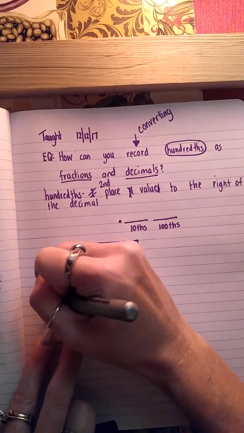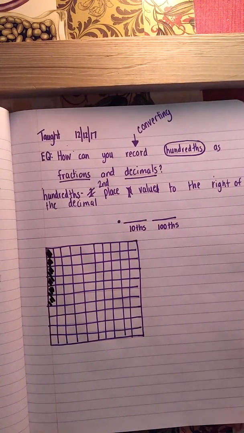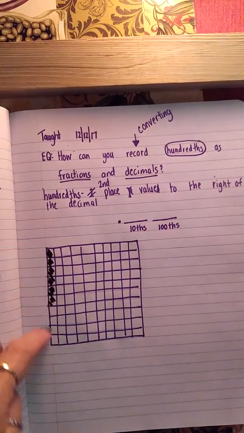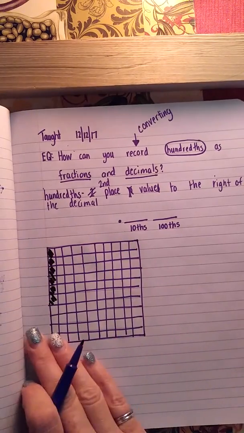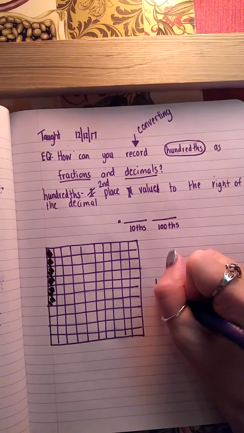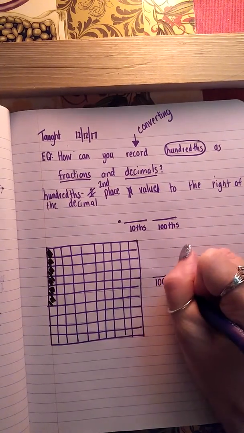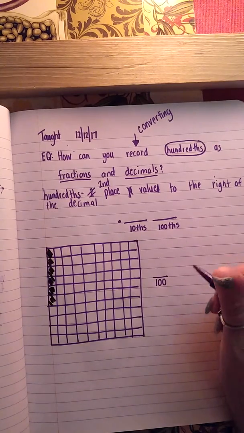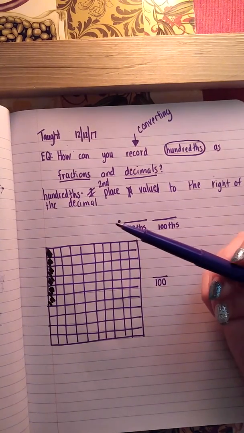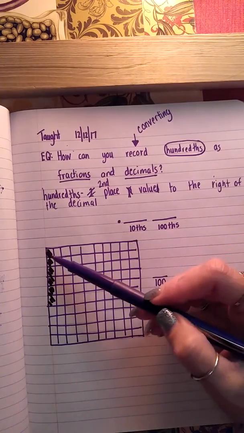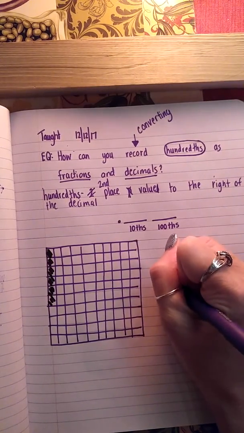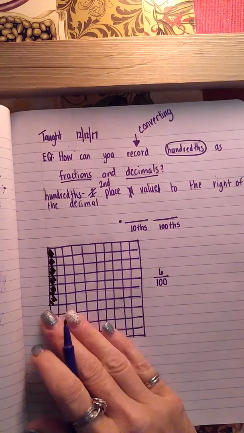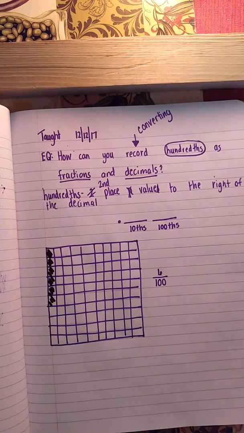All right. So this particular model is 100. 10 lines and then 10 across, so that's 100. The total number of boxes represents our denominator. So we would be talking about fractions with a denominator of 100 today only. And then the number of colored boxes on top represents our numerator. 1, 2, 3, 4, 5, 6. So we have 6 hundredths here for this particular one.